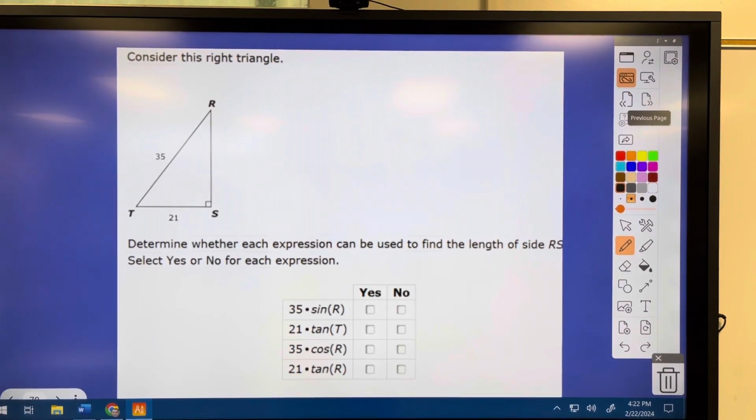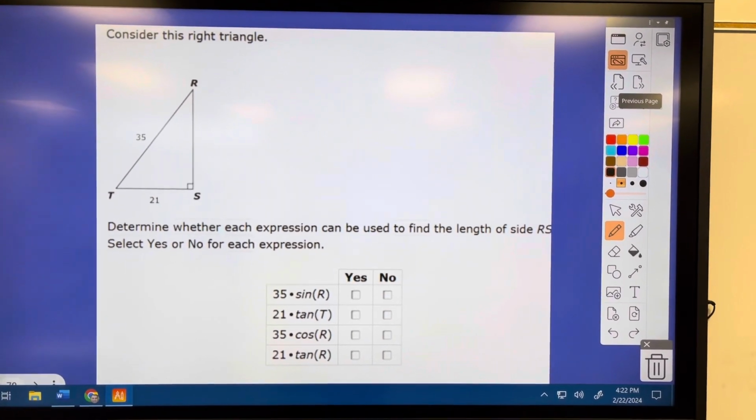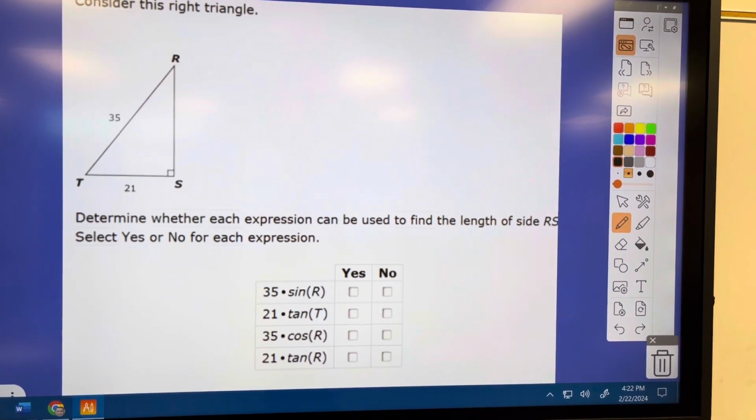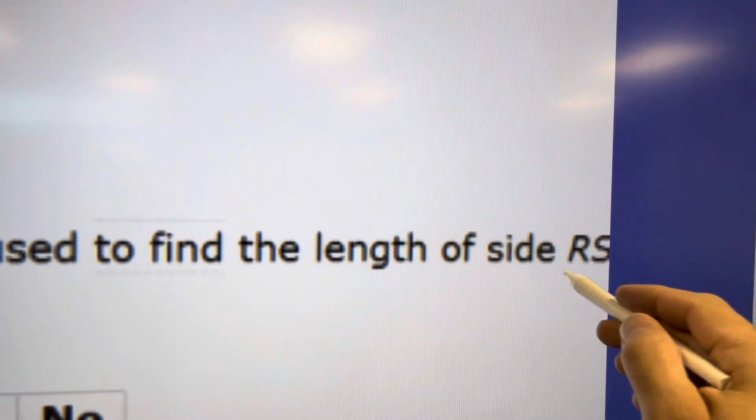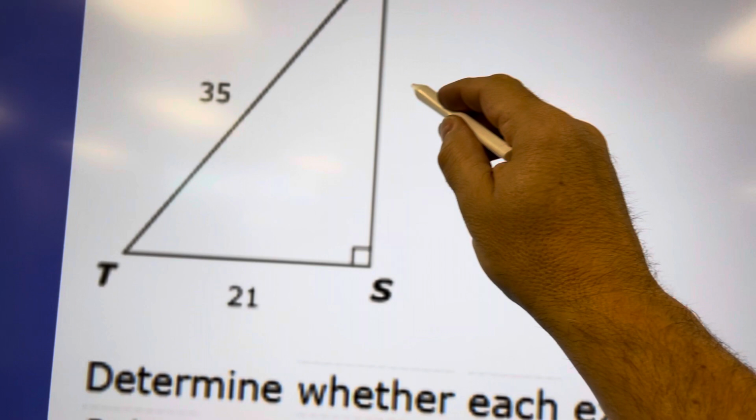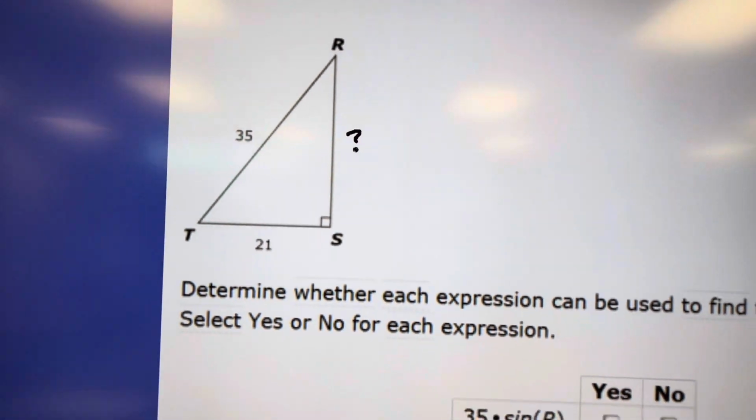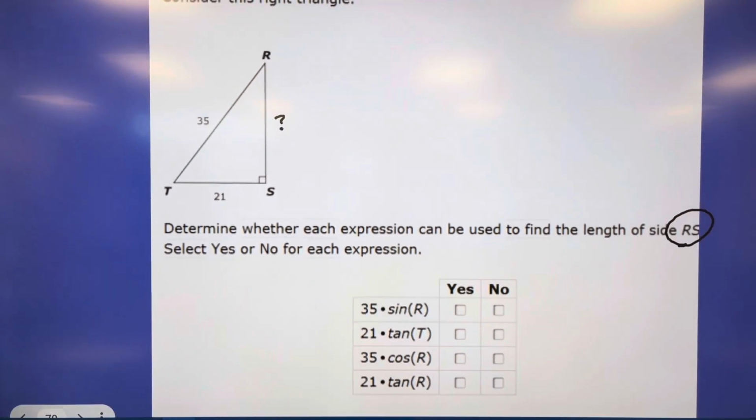All right, checking out another CAASPP practice test problem, and we are supposed to figure out which one will solve for RS. So RS is the question right there. Which of the trigonometric functions will solve for RS?